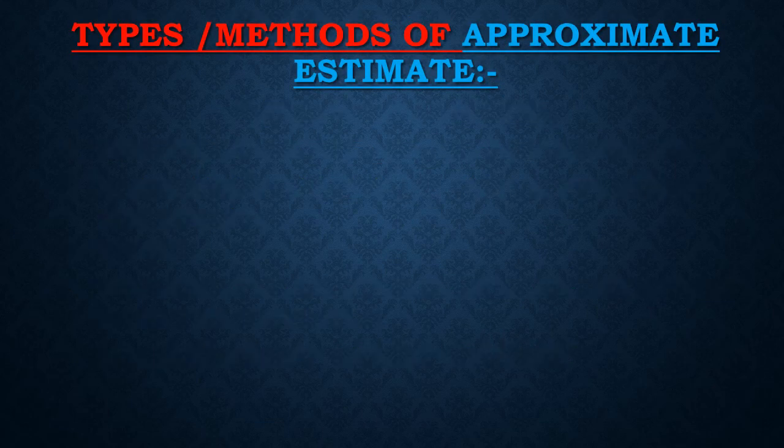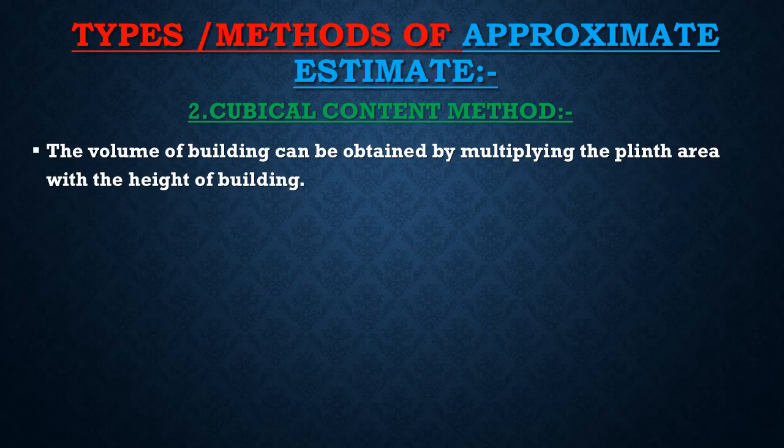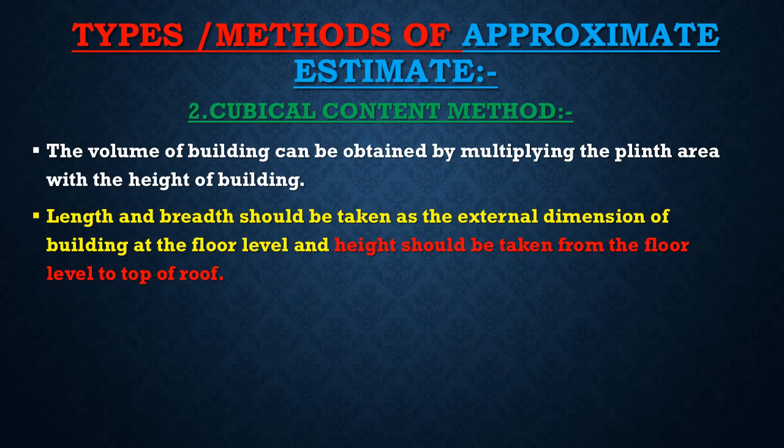The second type of approximate estimate is the cubical content method. In this, first the volume of the building is obtained by multiplying the plinth area with the height of the building. You know how to calculate plinth area. Height should be taken from the floor level to the top of the roof.